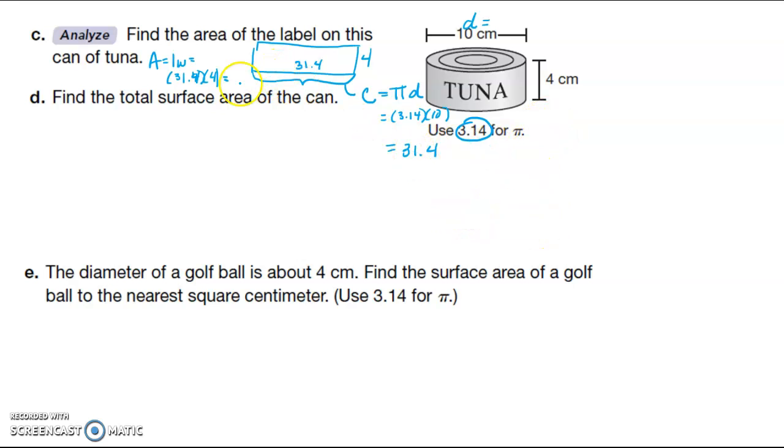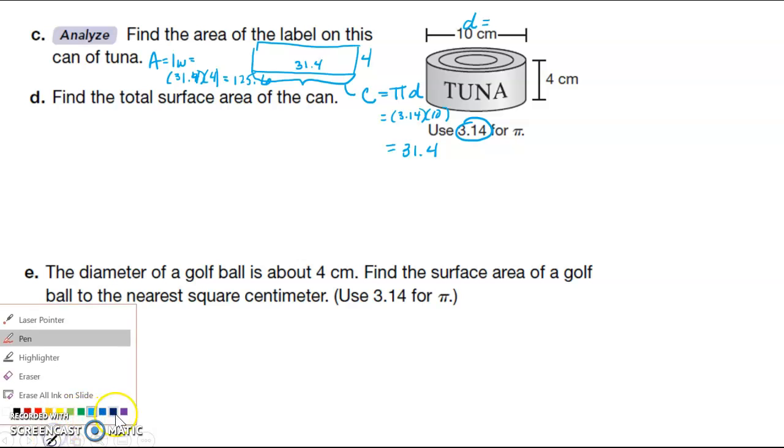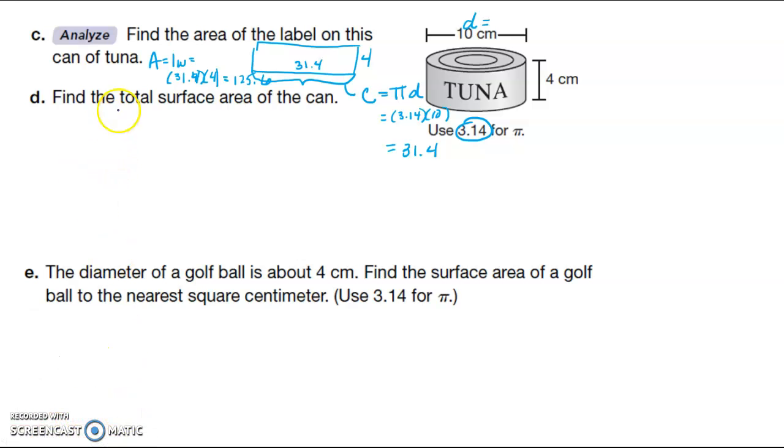Oh, I lost my, there it is. Okay, 125.6. Okay. And then D says, and I'm going to change colors, D says find the total surface area.